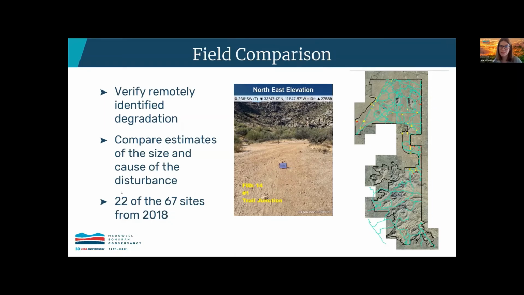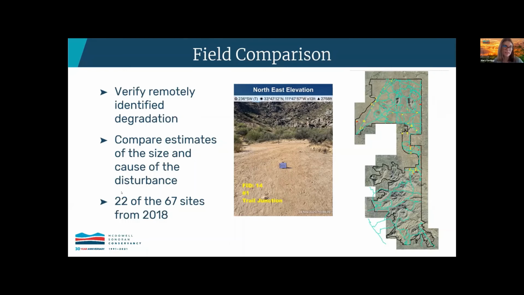So in the fall of 2020, we trained stewards to visit a subset of the 67 sites. And so we visited 22 of the degraded sites that were found remotely, and we went about verifying the remote process by looking at the area on the ground. We estimated the percent of plant cover that we were finding, but we made sure that we weren't including things on the ground that you wouldn't be able to see from satellite. And we also compared the description of disturbance type, and we took some photos as we were out there.